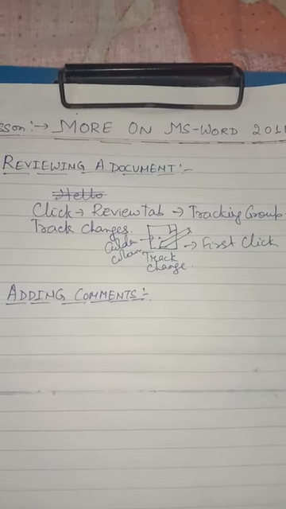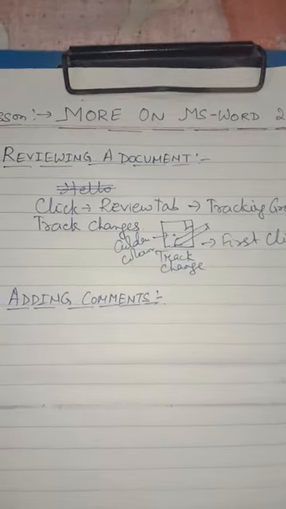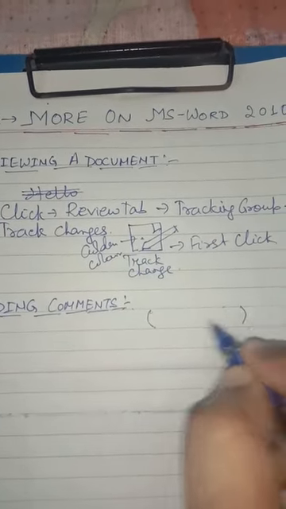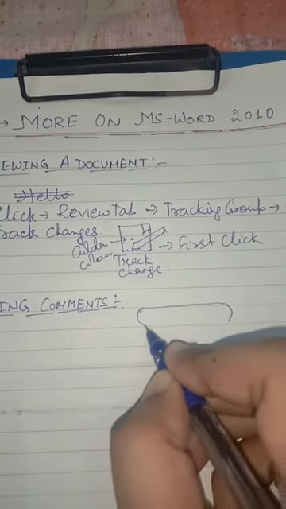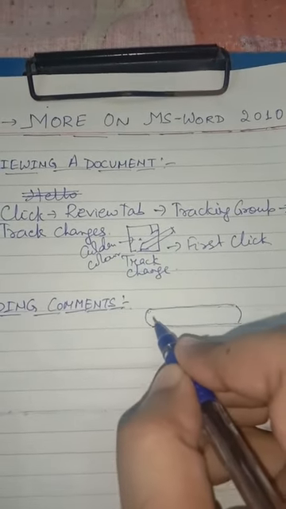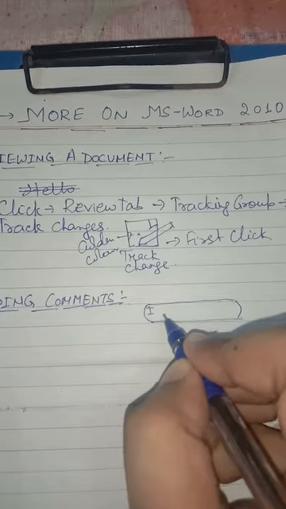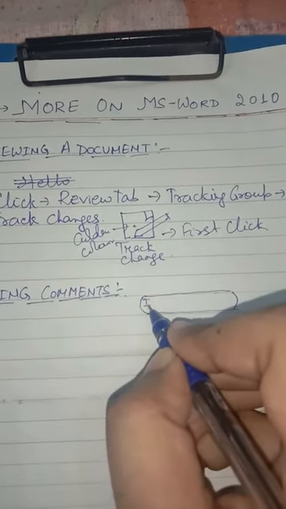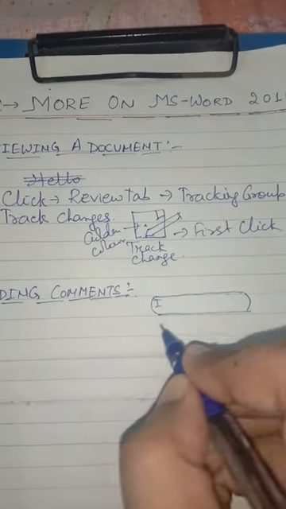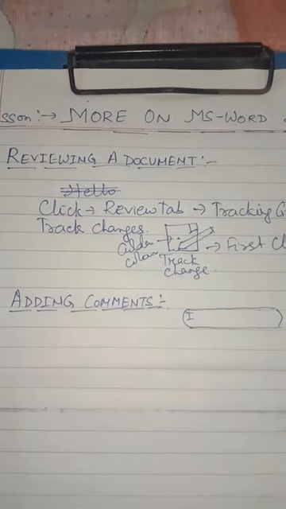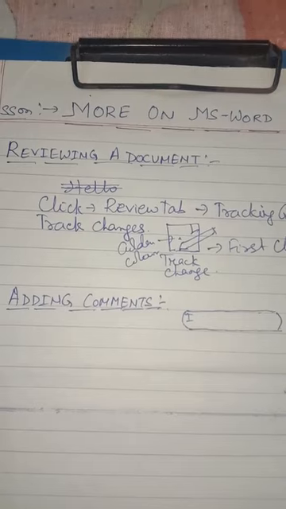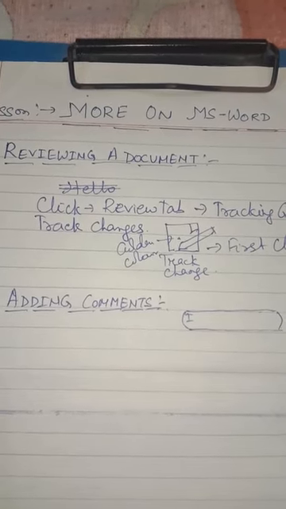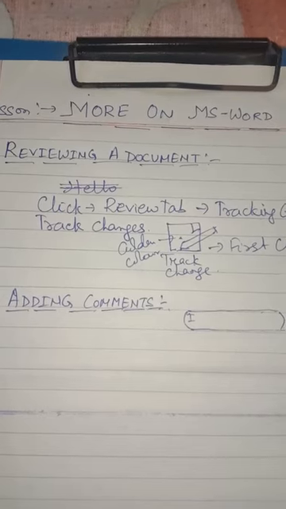Comments generally show up in the form of rounded rectangles, meaning in a shape of this type. These are the rounded rectangles, and in these we can add comments. As soon as we left click over here, a cursor will appear and we can type our comment. For this we have to perform certain actions. Now what are the steps to add a comment?